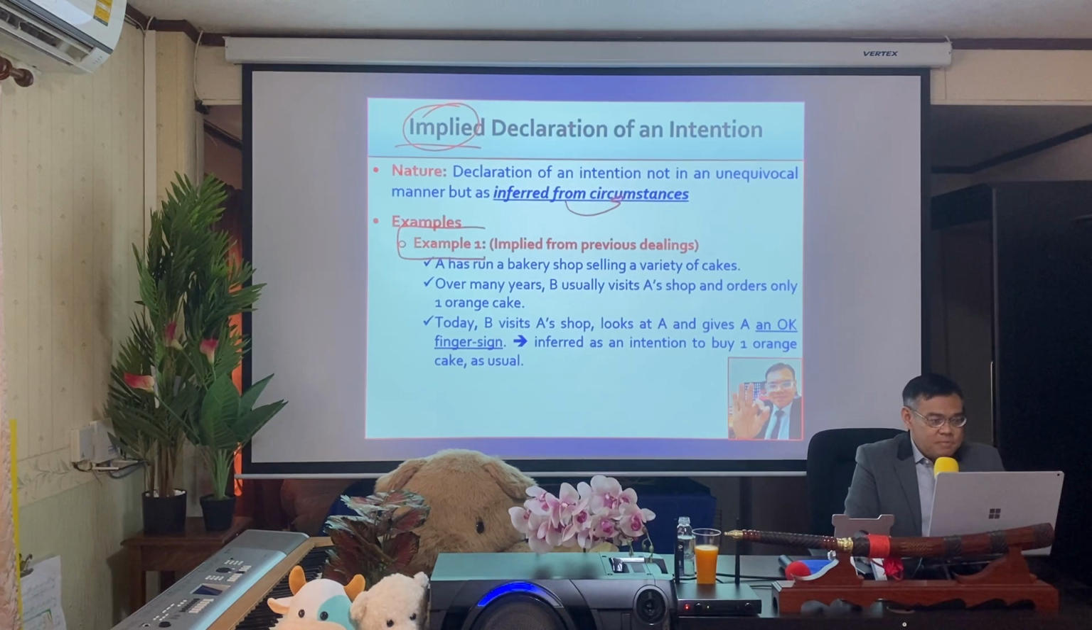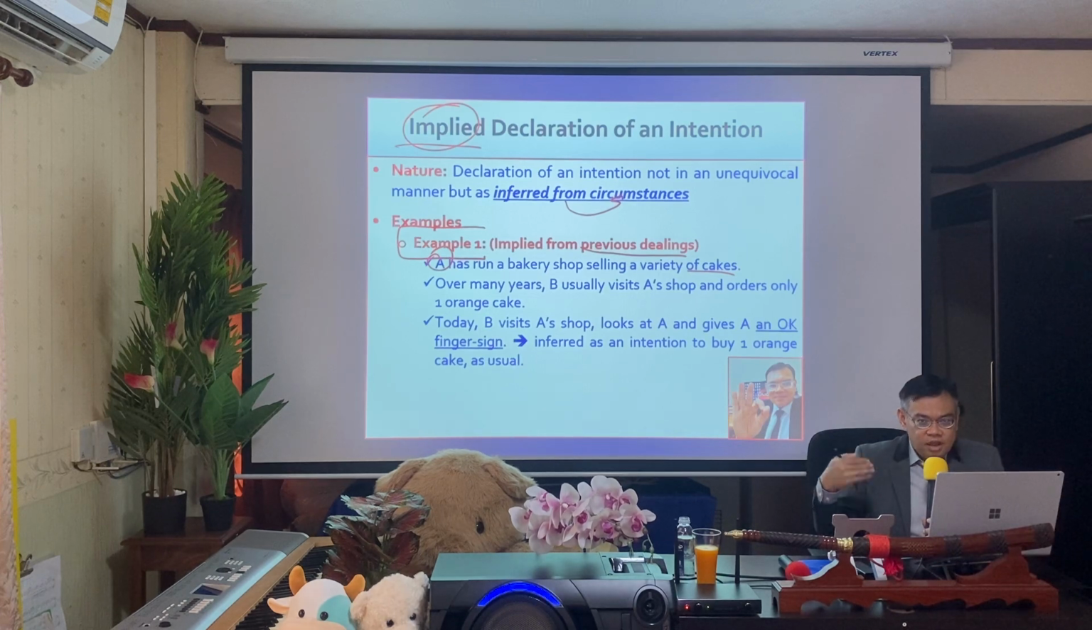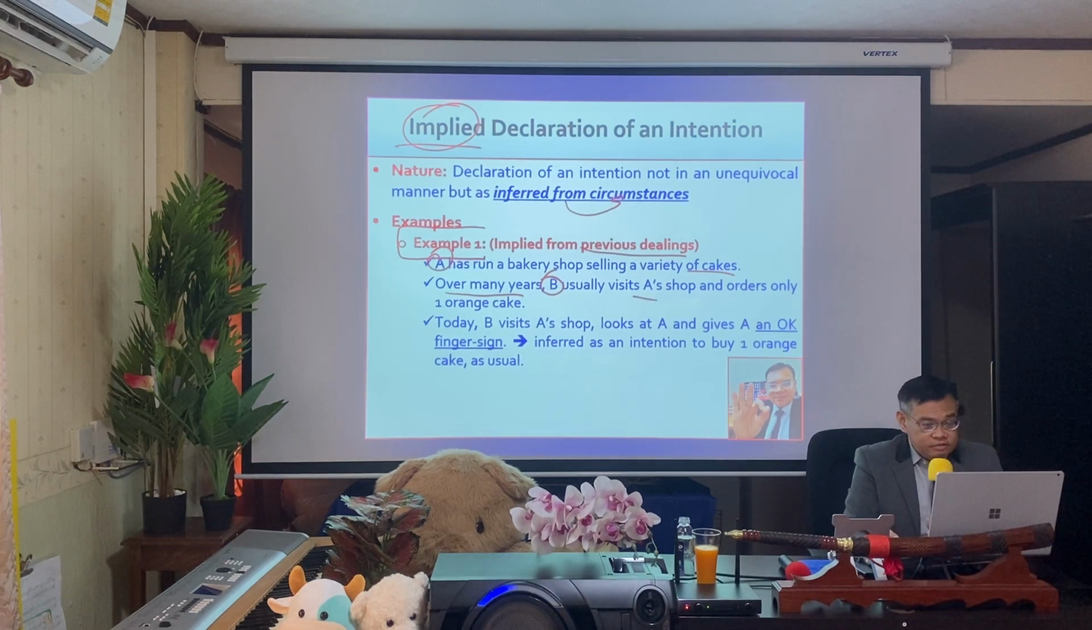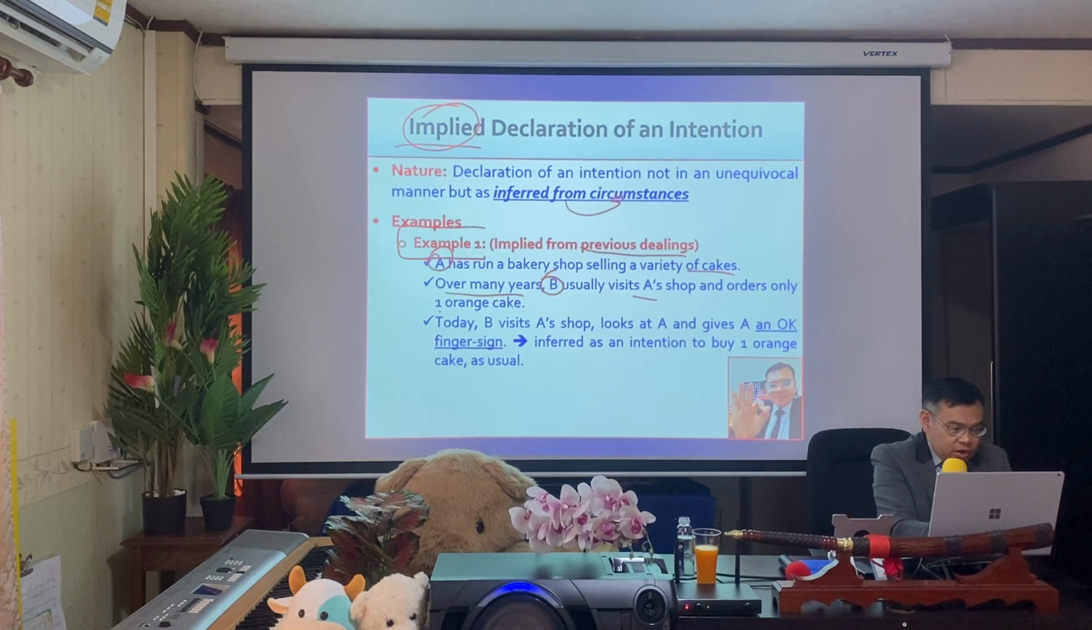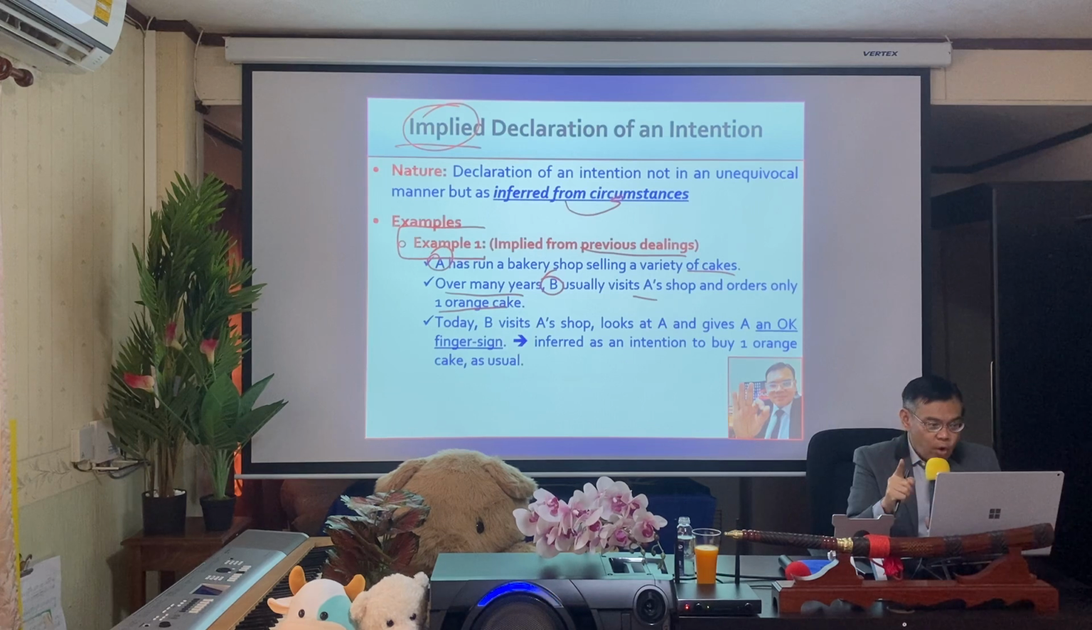Okay, we can just make an inference from previous dealings. Let's suppose that he has run a bakery shop. This bakery shop sells a variety of cakes. Maybe orange cake, chocolate cake, banana cake, whatever. Let's suppose that over many years, B just visits this bakery shop, and he orders nothing else except an orange cake, just one orange cake. Every time B visits this shop, B orders only one orange cake.